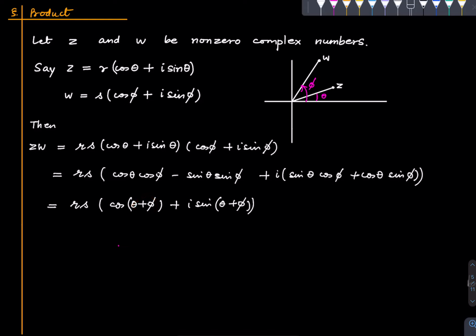So that is a very interesting fact. And if we write z in this notation, we write z as r cis theta. So this can also be written as r cis theta, and similarly this can be written as s cis phi. Then we see that basically the observation we made just now is that cis theta times cis phi is cis(theta plus phi). That's all. So let's remember this and move on.